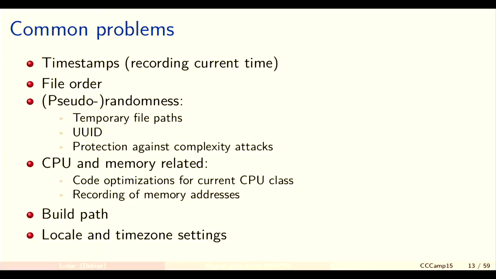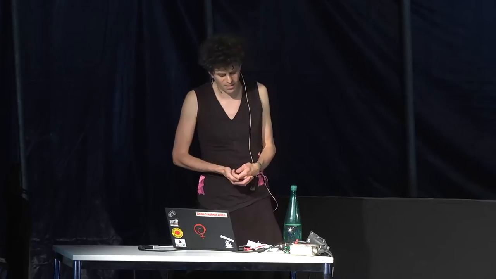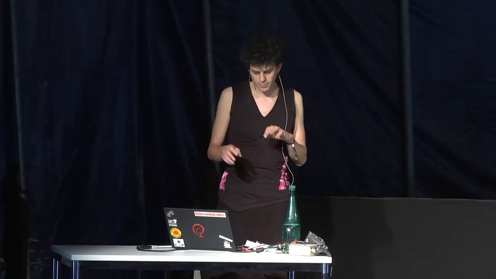The number one issue preventing the output from always being the same is timestamps. I will get to that again later, but timestamps everywhere. The date and time of the build, the current time at which the build is made, is everywhere. Other common problems are variations in file ordering on disk, CPU class, usage of randomness, the path where the build is done getting recorded in the build, time zone issues, lots of things.